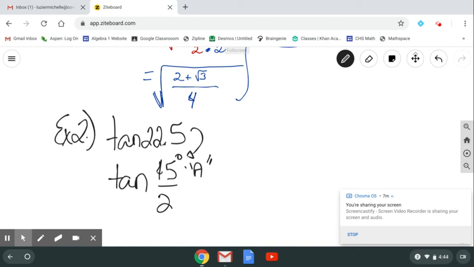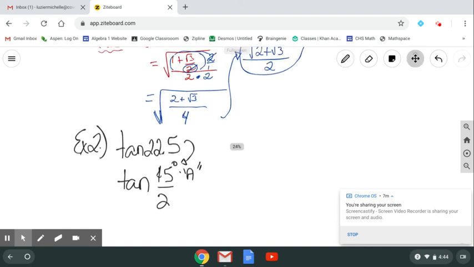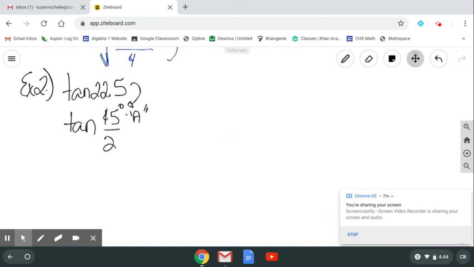So now go to your tangent half angle identity and substitute in 45 degrees for your A. Wherever you see tangent of A over 2, it's going to be plus or minus. And again, the 22.5 degrees is in quadrant 1. Because that's in quadrant 1, we know our answer is also going to be positive. So you don't have to deal with the plus or minus. It's going to be positive.